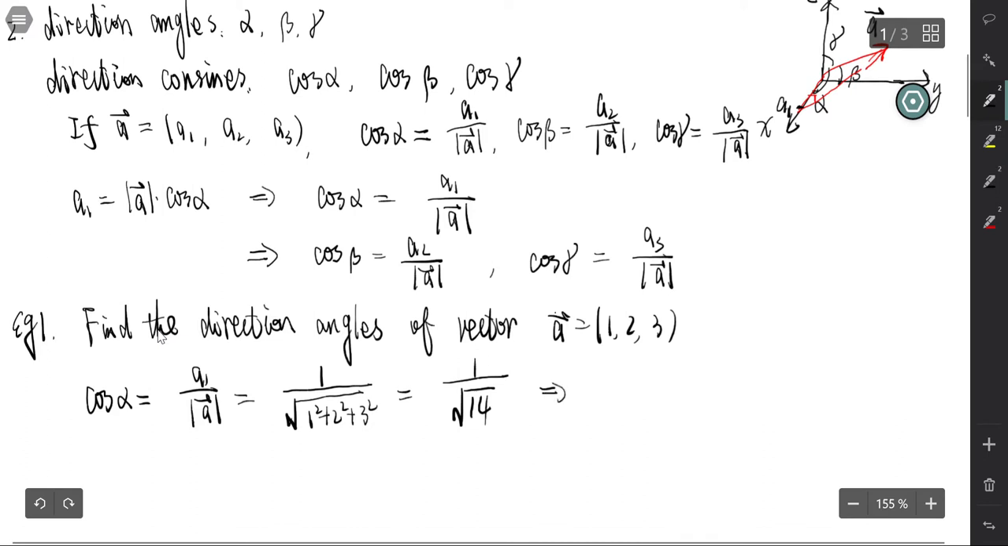So alpha is the inverse of cosine, cosine negative 1, of 1 over square root 14. Sometimes we write this as arccosine. That is a different symbol, but it represents the same function, the inverse of cosine.